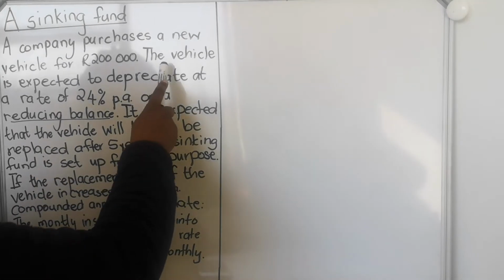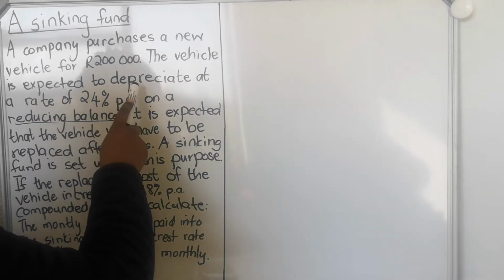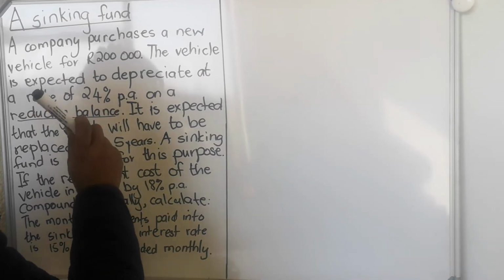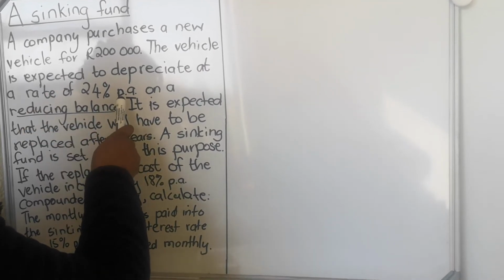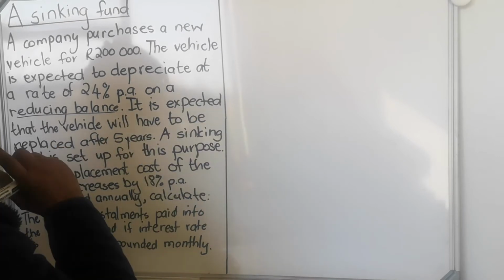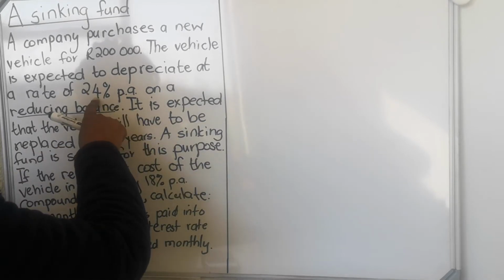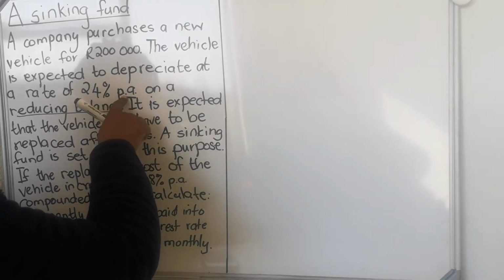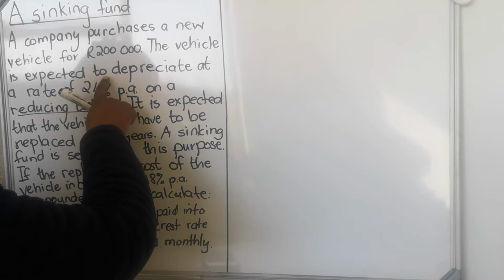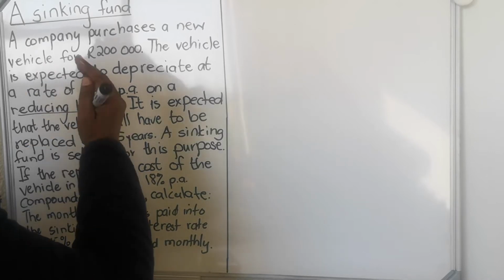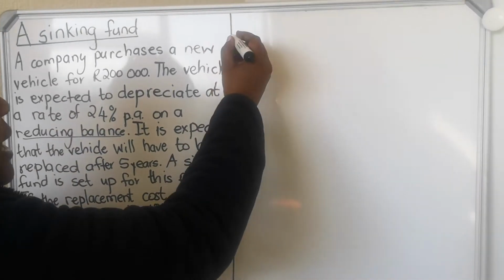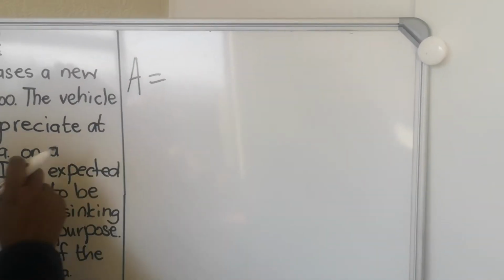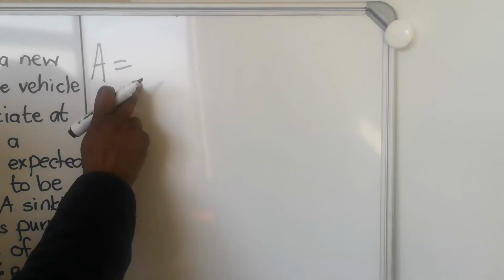The first part is the vehicle is expected to depreciate at a rate of 24% per annum. I want you to notice something with this question. It doesn't say compounded monthly. So you are not going to divide your interest by 12 and the power by 12, because they say per annum. It means they're going to give you this percentage once, not every month. So you take your formula sheet, you do the reduced balance. They said reduced balance.